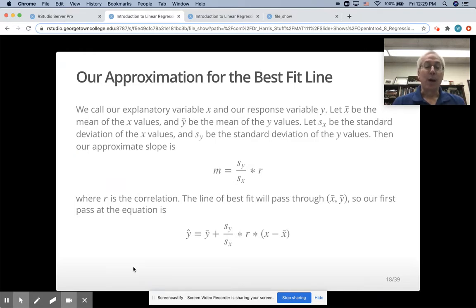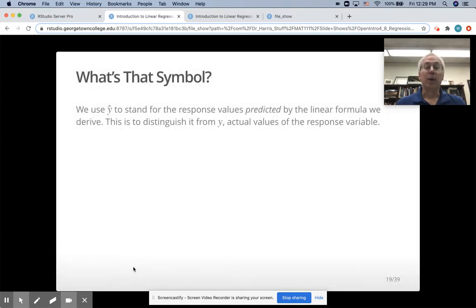So you might ask, why am I using y hat here instead of y? I'm using a different symbol other than y because I don't want to get confused. y is going to stand for actual response values, and y hat is going to stand for points that are on this line of best fit. And so we're going to think about them as response values that are predicted by the linear formula that we're coming up with, not the actual values. So that's why we're using a different symbol, and it's conventional to use the y hat.